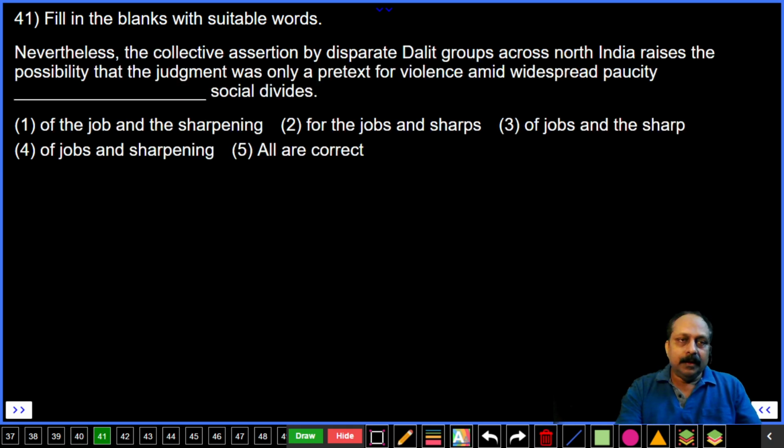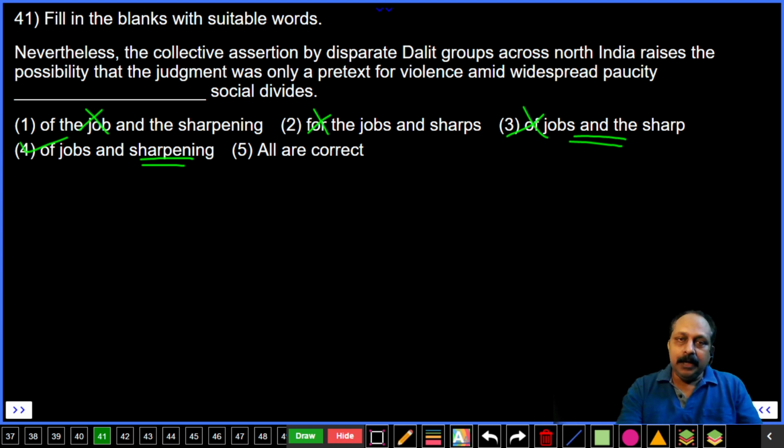41. Nevertheless, the collective assertion by disparate Dalit groups across North India raises the possibility that the judgment was only a pretext for violence amid widespread paucity. Paucity means shortage of the job. It should be plural. "For" is not correct. Paucity takes the preposition "of": of jobs and the sharp social divides. Here, "sharp", you may get tempted to choose this one, but the answer is "sharpening social divides".